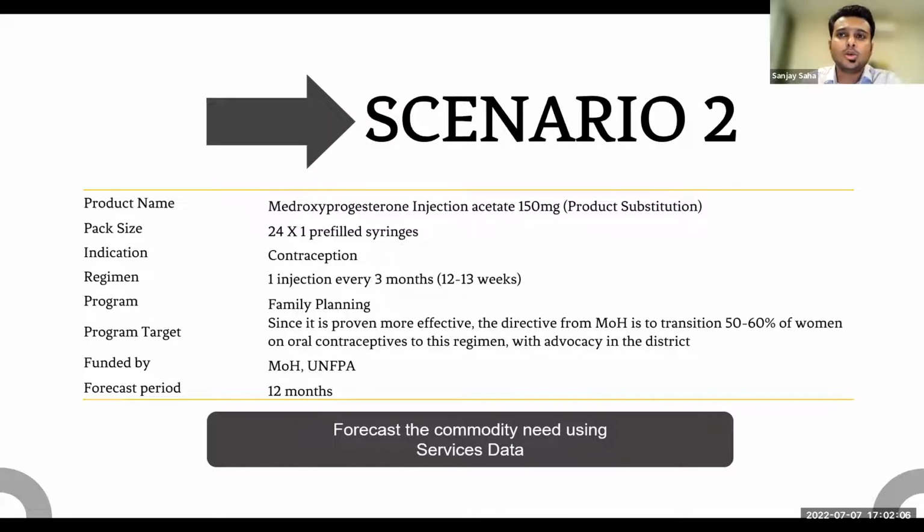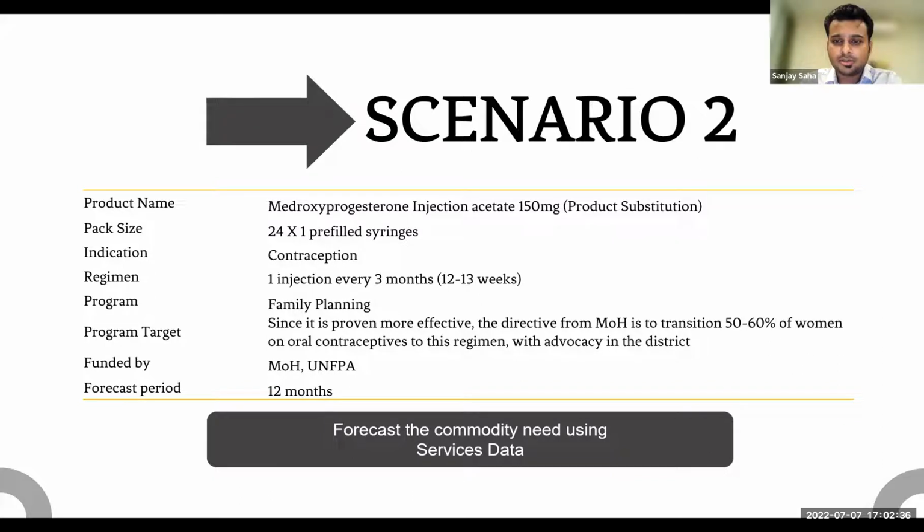You can spend more time and effort in having the data collected from the hospitals and health facilities rather than using the issue or distribution data, since I know it's easy because you have that data already. But this easy technique will lead you to disastrous results, and we have seen that. Now, scenario two. In family planning, contraceptives are very popular. Initially, they used to be oral contraceptives.